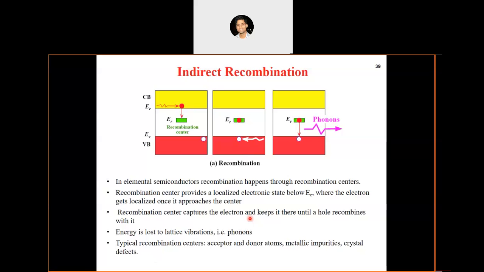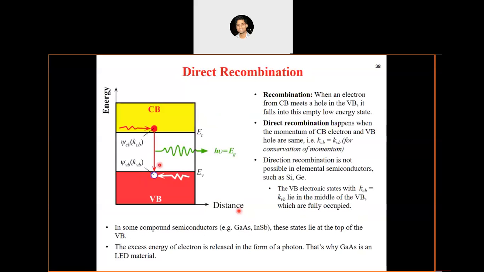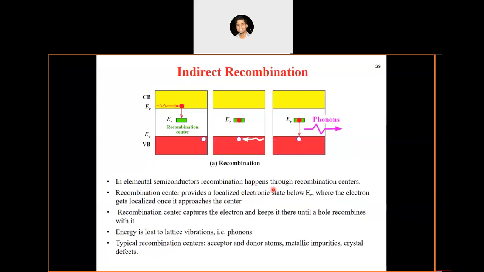Any questions on this? Why this happens? You remember that it is because of the density of states, which follow this condition. They are at different places in elemental semiconductors and compound semiconductors. Any questions?